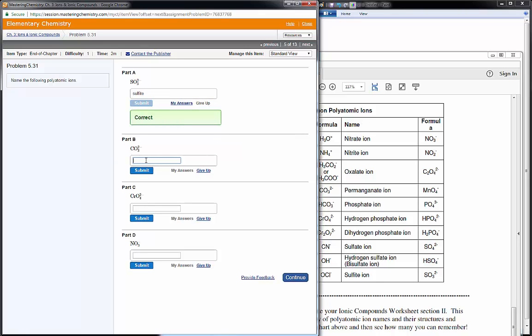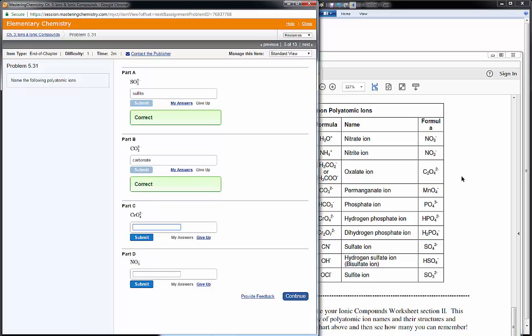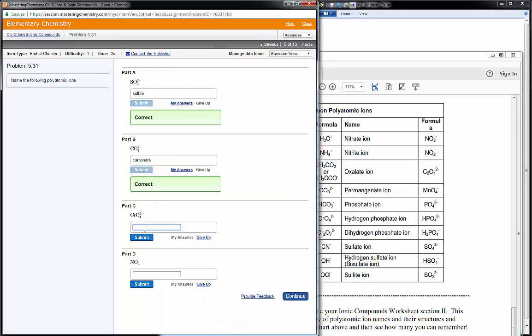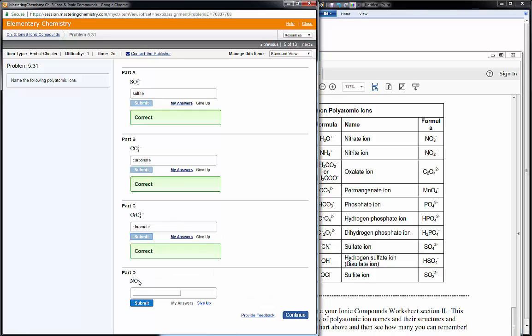CO3 2- is the carbonate ion. Carbonate. CrO4 2- over here is the chromate ion, or chromate. And NO3- is the nitrate ion, nitrate.